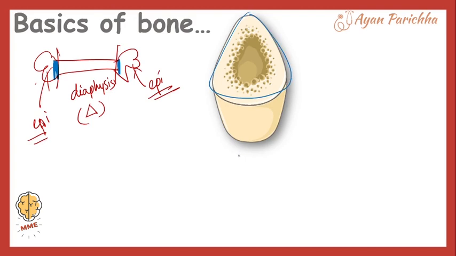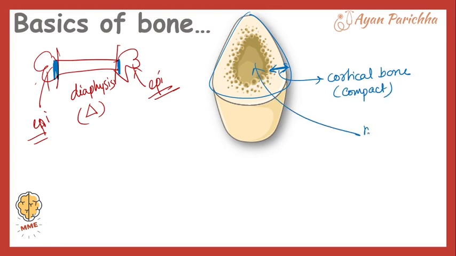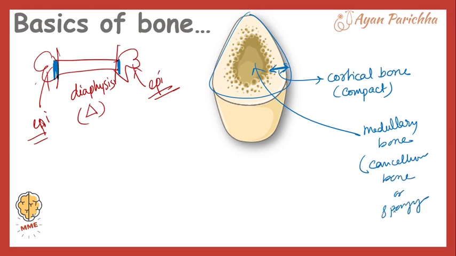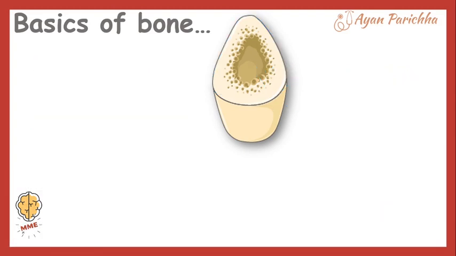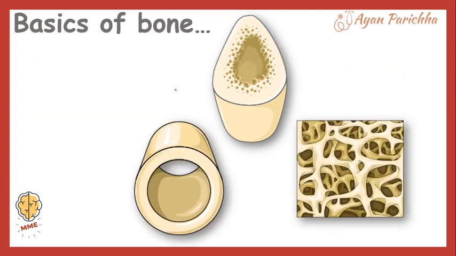Now, if we look at the diaphysis of a long bone, we can see that the outside part has a specific kind of consistency. This is known as the cortical bone, or compact bone. See, the bone is compactly arranged. And the inner part is known as medullary bone or cancellous bone or spongy bone. Why so? Let us understand. Outside, we have the cortical bone, and inside, we have the spongy bone.